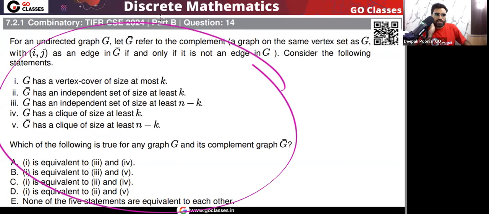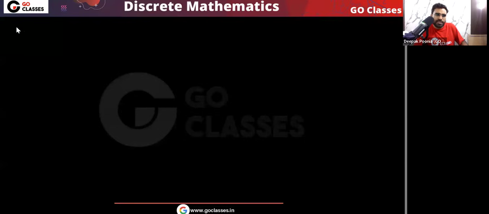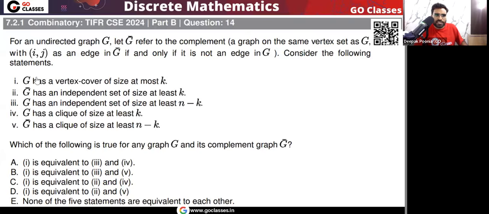This question looks complicated, but let me tell you, this is actually an extremely easy question. All the concepts required to solve this question we have already seen. So let's solve this question quickly. Let's focus on the first statement, because in the options the question is asking whom the first statement is equivalent to. In every option, they are asking that the first statement is equivalent to which other statements. So let's see what the first statement is saying. The first statement is saying that G has a vertex cover of size at most k.